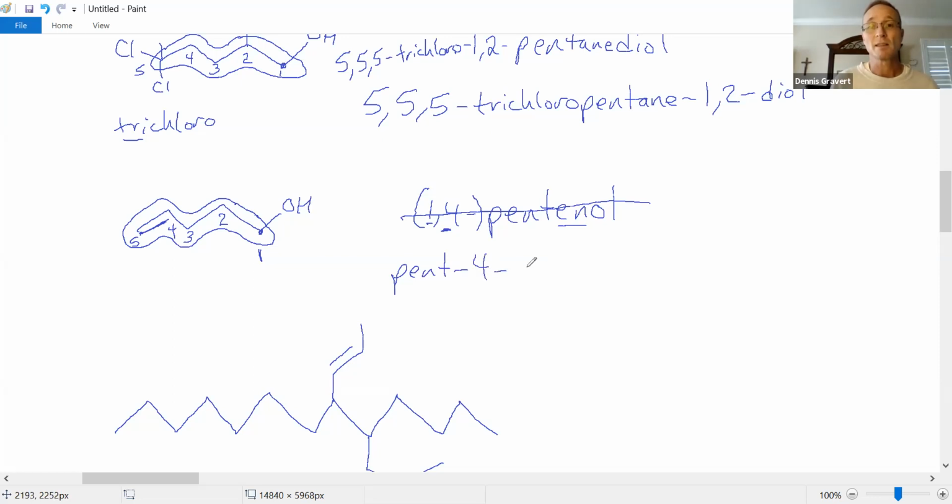The double bond began on carbon 4. If you leave the E in there, I still give you full credit, but technically we're still supposed to drop it. So you can put in the 1, then the ol suffix.